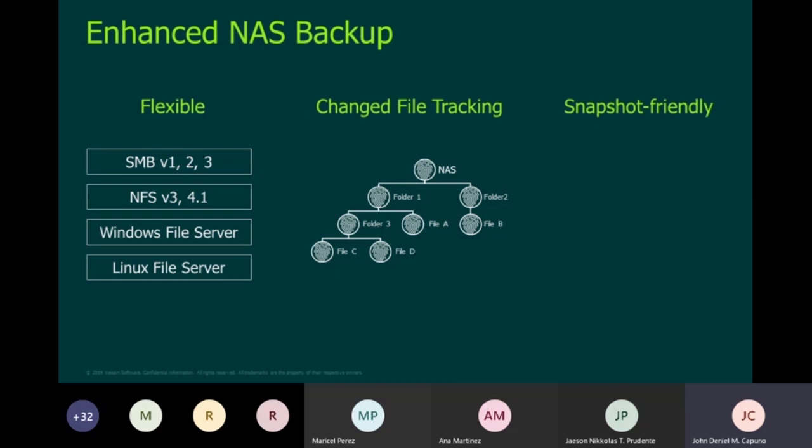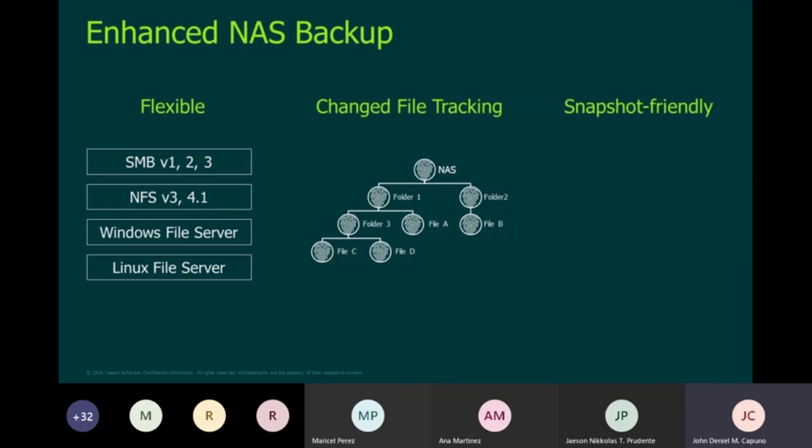So paano ginagawa yung fast incremental method? As you can see in this diagram, this is a diagram for the whole NAS file share. So for example, this is the full NAS file share, and as you can see, file C and file D have a parent folder, which is the folder 3, and folder 3 and file A have a parent folder of folder 1. So paano gumagana yung fast incremental through the CFT hash tree? This is the change file tracking hash tree.